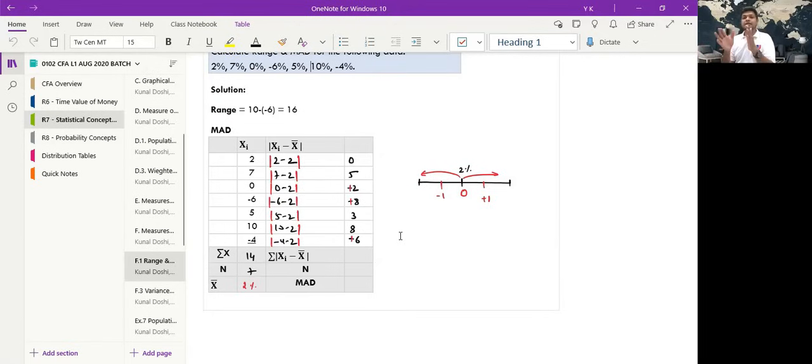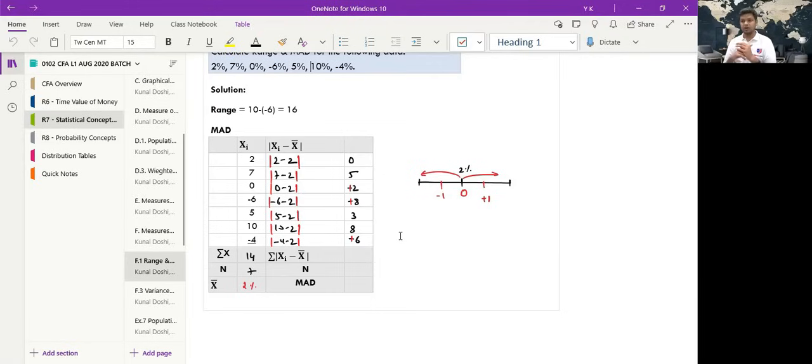Absolute means ignoring the sign. Those bars that you see are called absolute. Deviation. So this is called mean absolute deviation. Why is it called mean absolute deviation? Because we are going to take the mean, that is the average, of the absolute deviation. We are going to ignore the sign. Why are we doing it? Because if we don't do it, what will be our answer? Our answer will be, unfortunately, always 0, which is technically not correct.